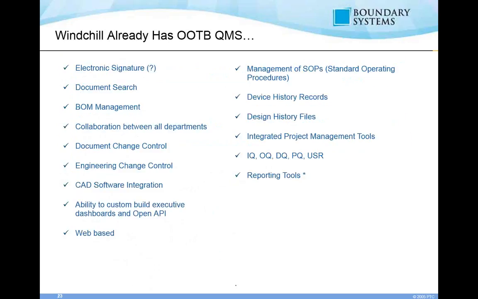So the question is, what does Windchill do for you out of the box? It gives you electronic signature. It gives you document searches that you can do. It does your BOM management. It does collaboration between the different departments. So once again, by establishing your teams in your different departments, and having access controls, people can view them, but you may not give them modification functionality. Document change control, engineering change control, CAD software integration.